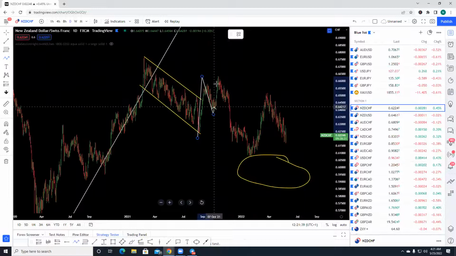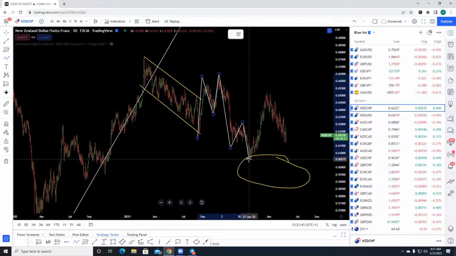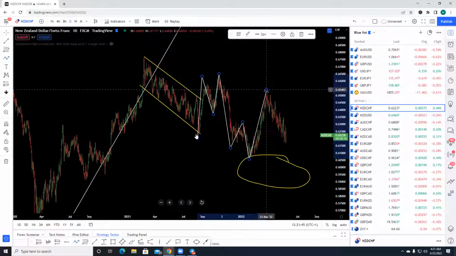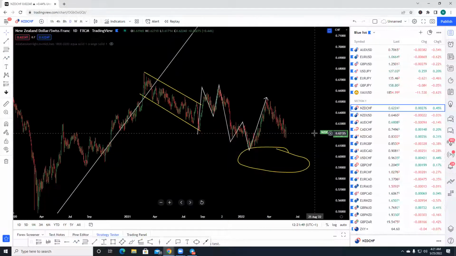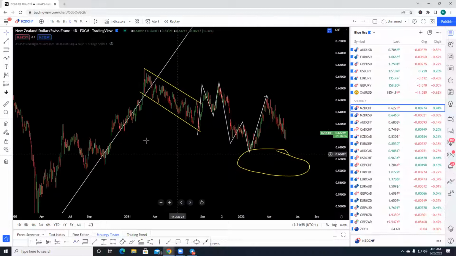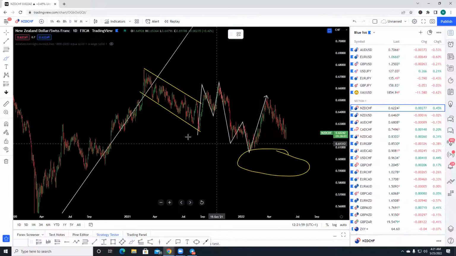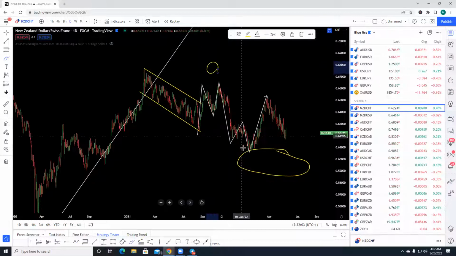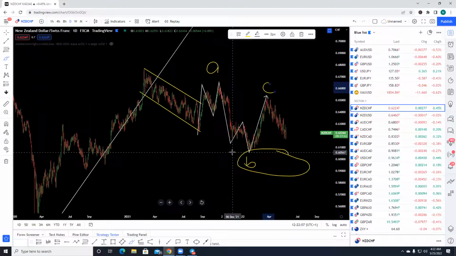1, 2, 3 to the upside, 1, 2, 3 to the downside, and an impulse. A 3-3-5 structure. If you listen to my Elliott wave theory course, you will know that a 3-3-5 structure is a flat corrective structure. But do you notice something here, guys? You see wave A here, you see wave B here of a correction, you see wave C here. What do you notice, guys?